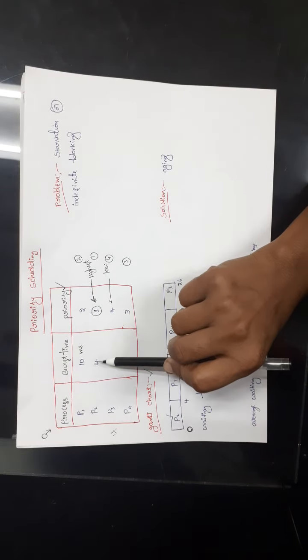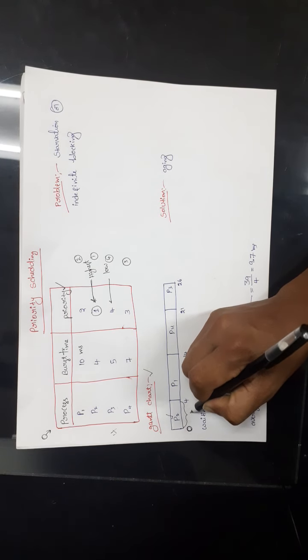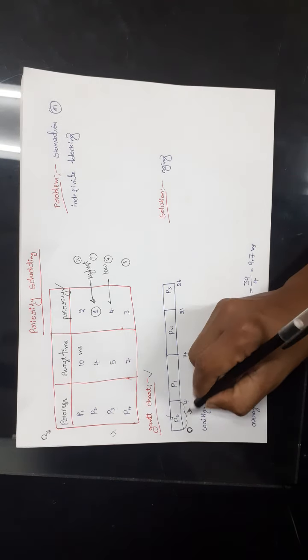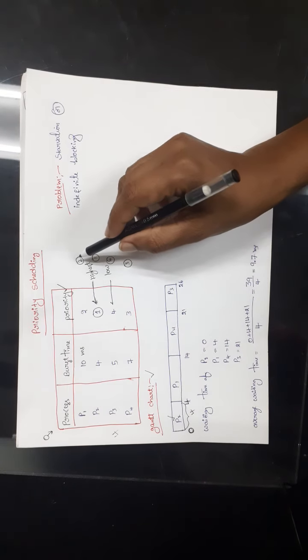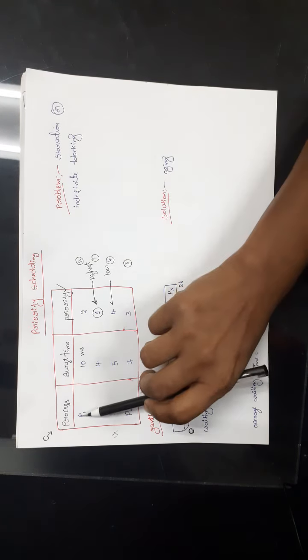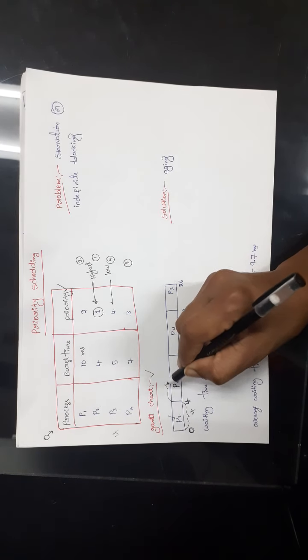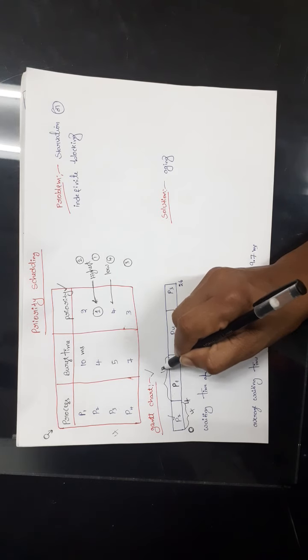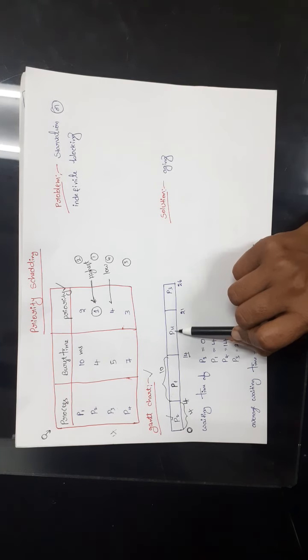It requires 4 milliseconds of CPU time, so we have given it 4 milliseconds. At this time P2 finished its execution. After that, what is the next one? P1. So we will give the chance to P1. It will be executed for 10 milliseconds, so it will finish its execution at this time. 4 plus 10, 14. After that P4 will get the chance.